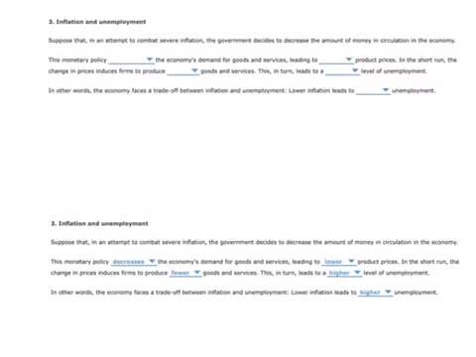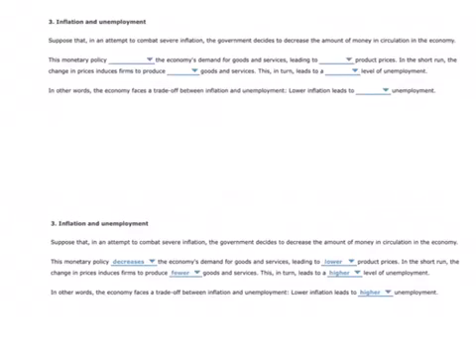Then the last question is about inflation and unemployment. So in an attempt to combat severe inflation, the government decides to decrease the amount of money in circulation in the economy. So what happens when they do that? There's literally less money in the economy. That essentially means people can buy fewer goods and services. So the demand for goods and services goes down when that happens. So that first question, this monetary policy decreases the economy's demand for goods and services.